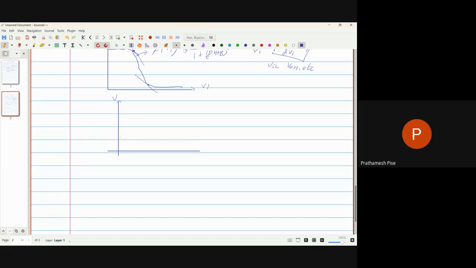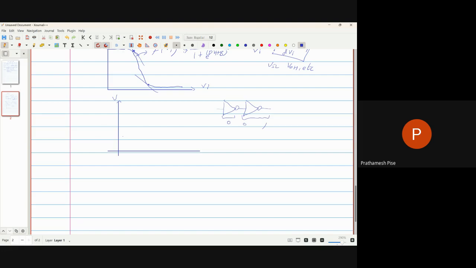Suppose there are two gates cascaded one after the other. This will produce some output and this will take it as input. Let's say the output of this gate is low right now. The output of this gate is 0. This should get 0 and should produce 1. So how will we see it in terms of voltage?